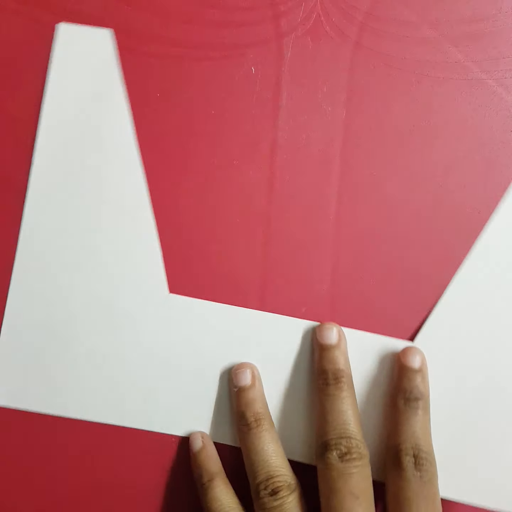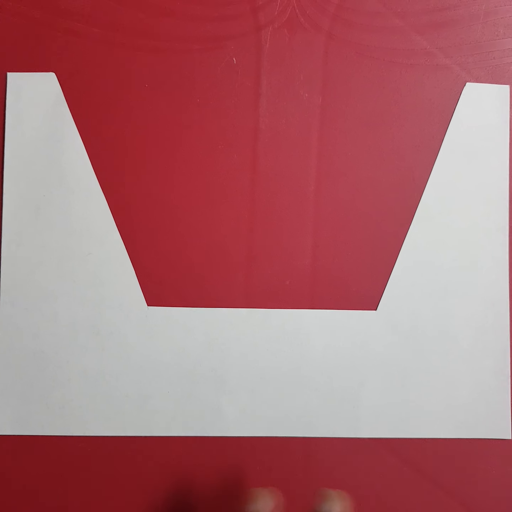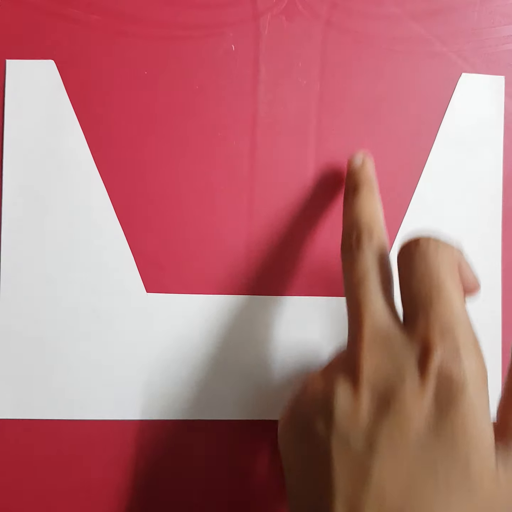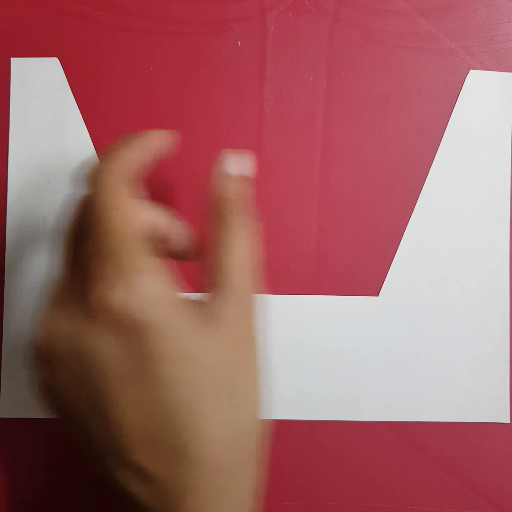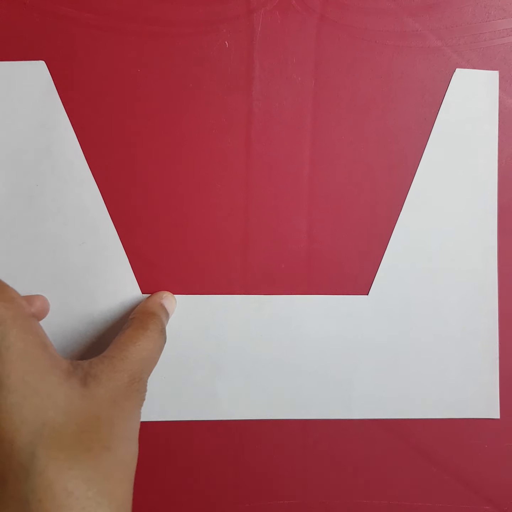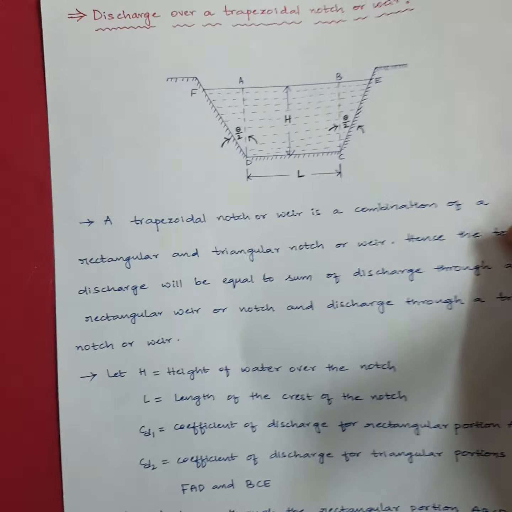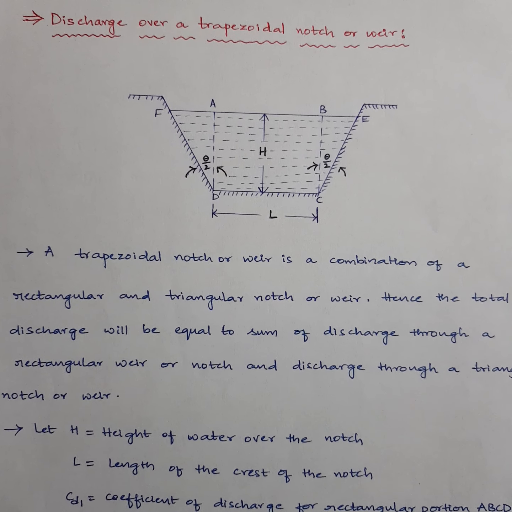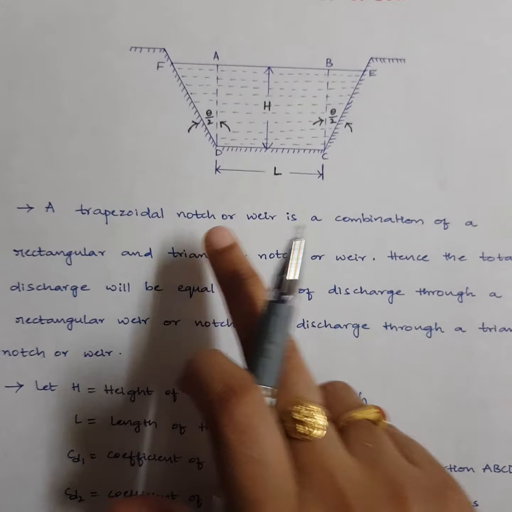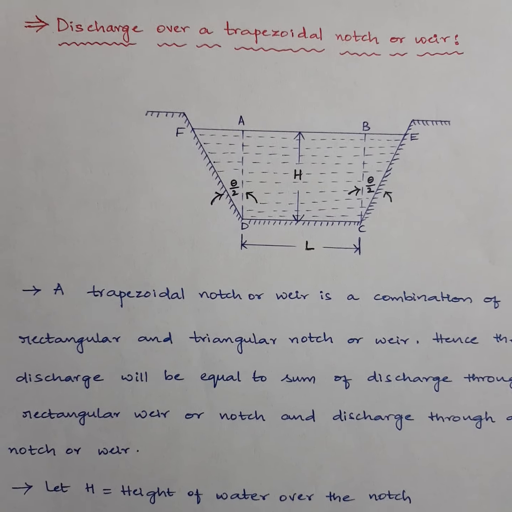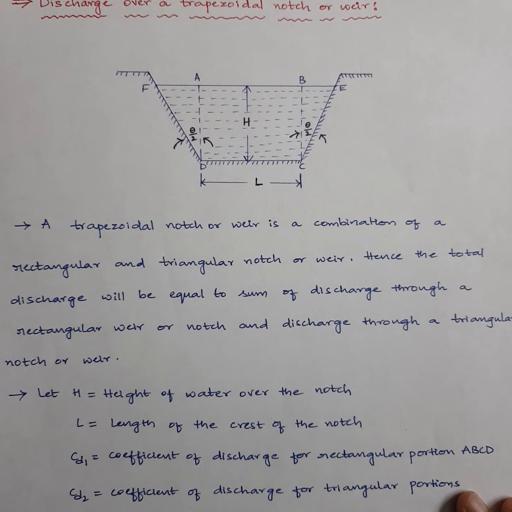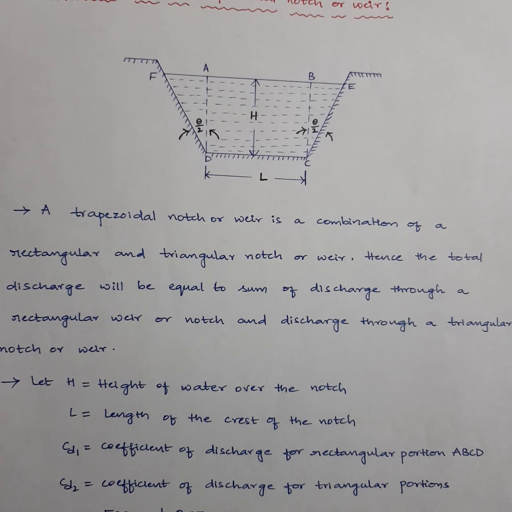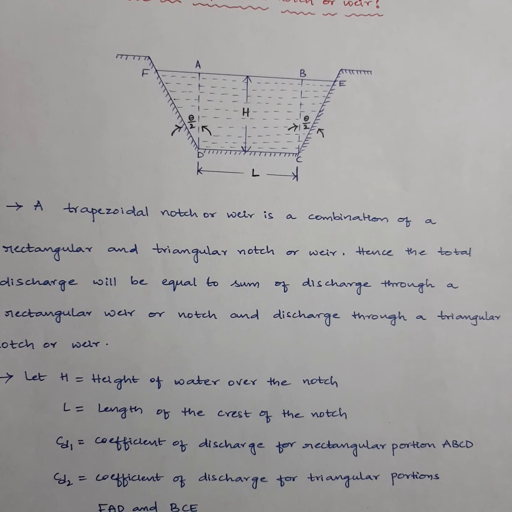So this is how your trapezoidal notch generally looks like. This is our notch and this is our figure. The middle portion represents a rectangular portion, and this half and this half, when you combine both of them, look like a triangle. So for deriving the expression for discharge through a trapezoidal notch, we generally add a rectangular portion with a triangular portion. That's what is written here. A trapezoidal notch or a weir is a combination of a rectangular and a triangular notch. Hence the discharge through the trapezoidal notch will be the summation of discharge through the rectangular plus triangular notch.